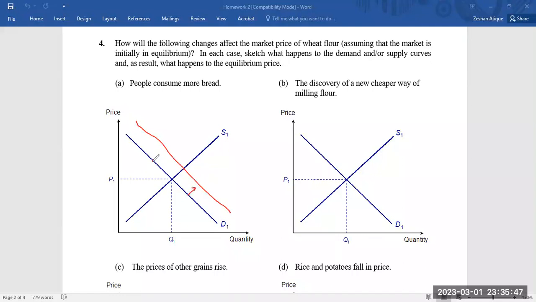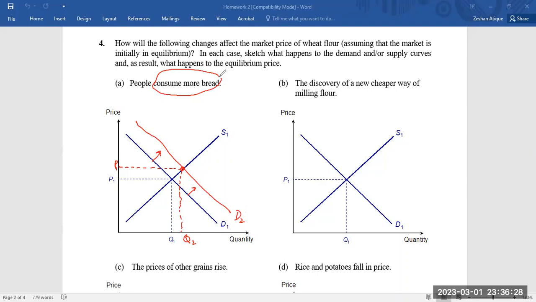This rightward shift of the demand curve brings you to the new equilibrium, which you can see here. This equilibrium is above the old price. The price has risen and the quantity has also increased. So this is Q2. This happens because the demand curve is shifting from D1 to D2. And why is it shifting? Because people are consuming more bread. When people consume more bread, the bakers demand more wheat flour, and when they demand more wheat flour, the demand curve shifts to the right.